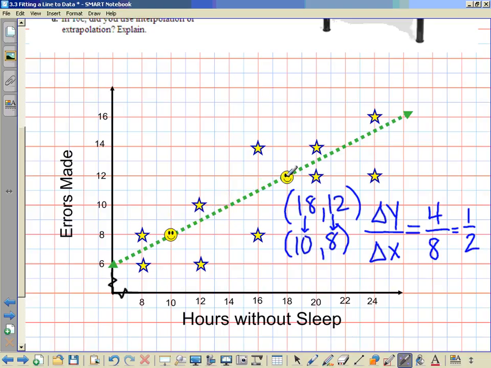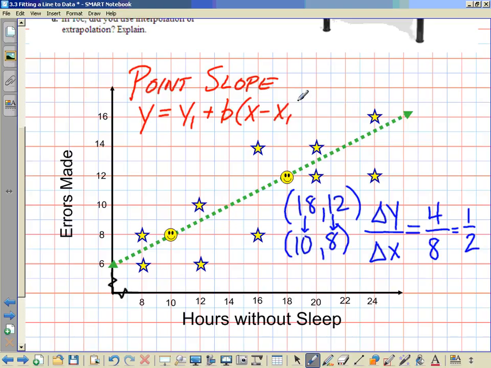Okay, so now for our equation. Let's use point slope form, because we don't know what the y-intercept is. Y equals y1 plus b times x minus x1. If you're watching this video at home with any parents, and parents remember the old y equals mx plus b, that's a little bit backwards now. M is no longer in use. We now use b as our slope. Just a little word of caution there.